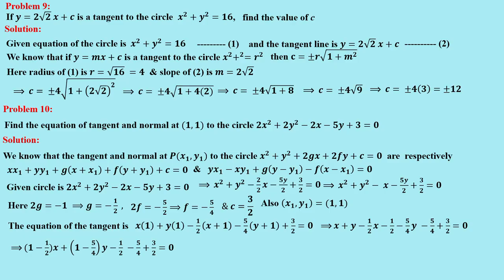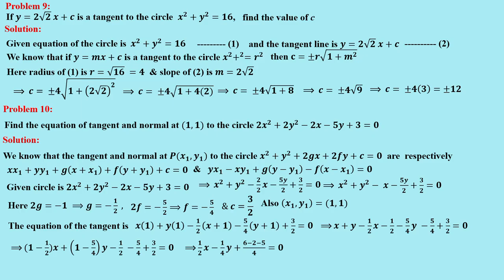So grouping the x terms, we have x minus 1 by 2 x, so common x, (1 minus 1 by 2) into x. Similarly the y terms, 1 minus 5 by 4 y, then the constant terms minus 1 by 2 minus 5 by 4 plus 3 by 2. So you will get 1 by 2 x minus 4 minus 5.